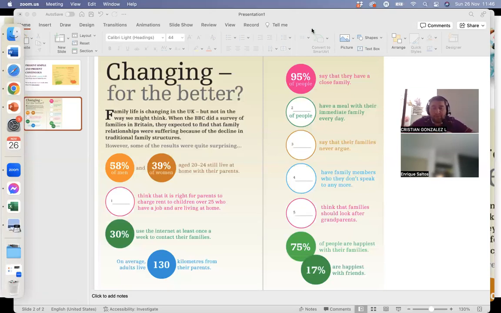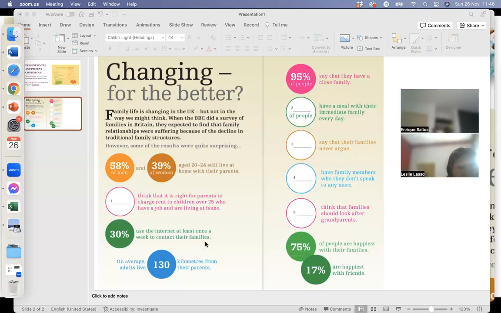Otilia. Number five is 75. 75. Excellent. Well done. So now, which one of these percentages surprised you, or none? Did any of these percentages or any of these statistics surprise you? Anyone?